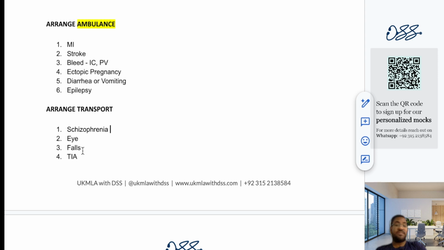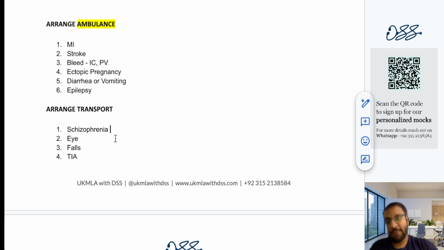Okay, so schizophrenia patients, eye patients. Yes, there is a threat to the organ, threat to the loss of vision, threat to the loss of the eye, but again, you don't need paramedic staff to manage that particular kind of emergency. Okay, patients with falls. If the fall is due to ENT reasons, if it's due to Meniere's disease or BPPV, it's an emergency situation. Needs urgent attention, but it is not something that is potentially life threatening. So you wouldn't need an ambulance in this case.